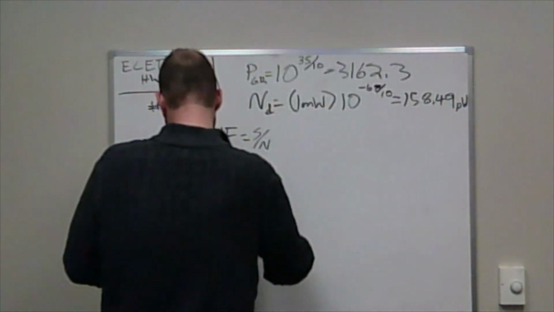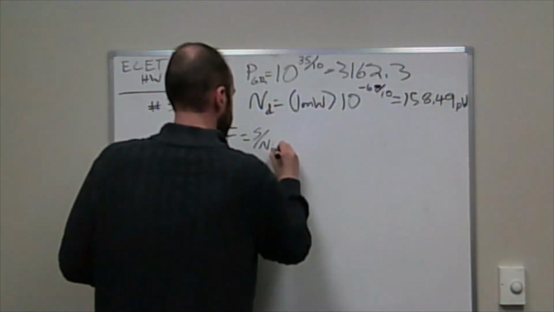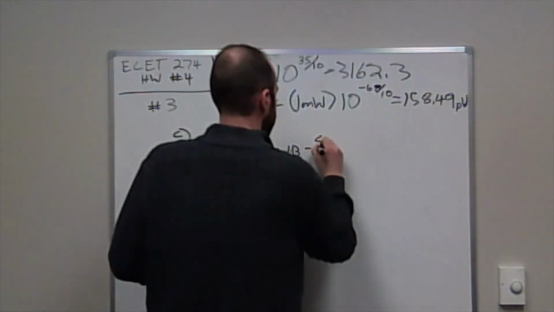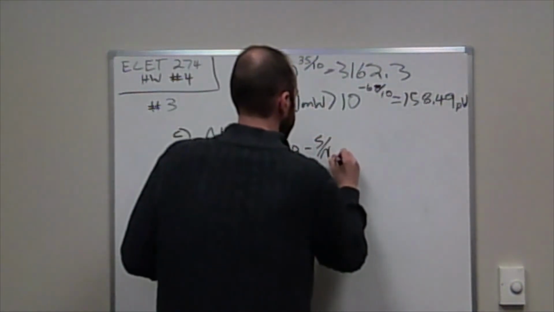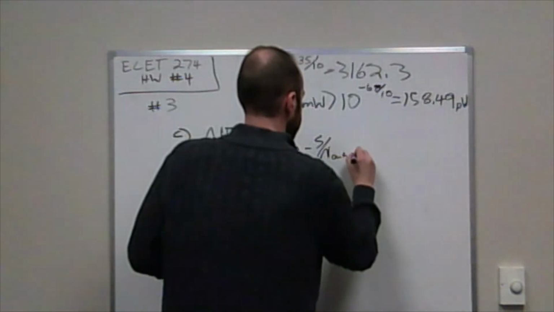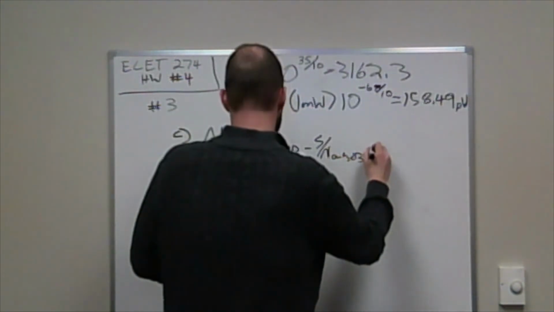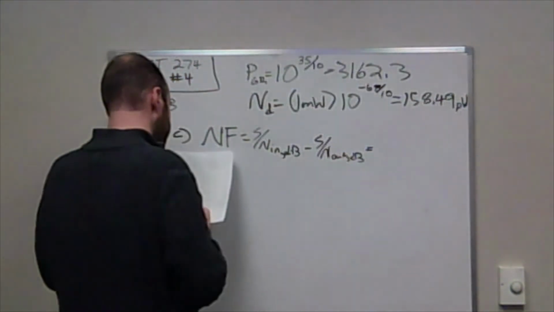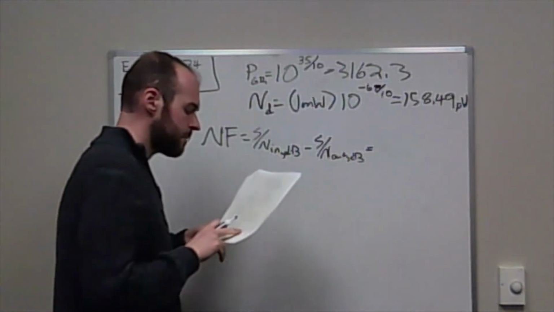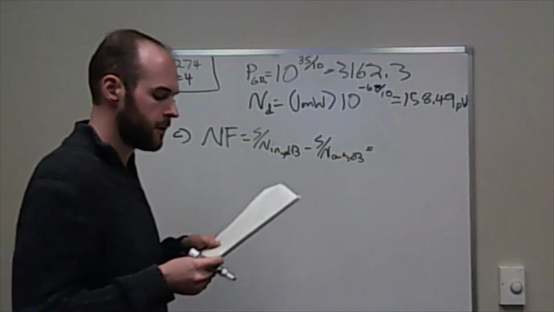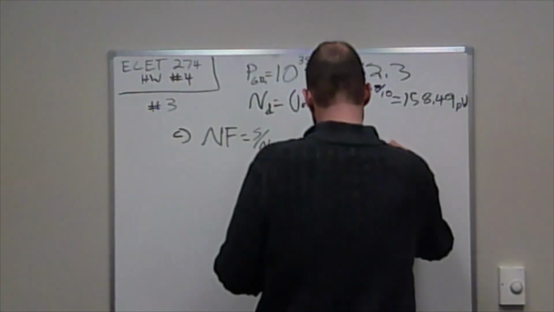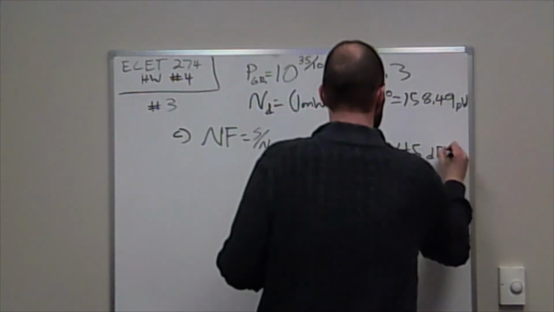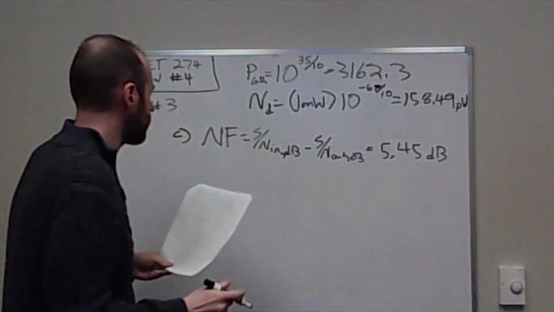So it's just signal noise in dB minus signal noise out dB. Those are the two quantities we just solved for in part A and part B. So one minus the other, 36.99 minus 31.54, and we would get 5.45 dB.